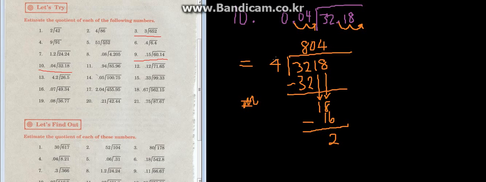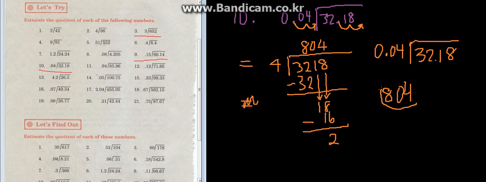So the answer or the estimation for this question is 804. What that means is 0.04 goes into 32.18 about 804 times. So that's the answer for this question.